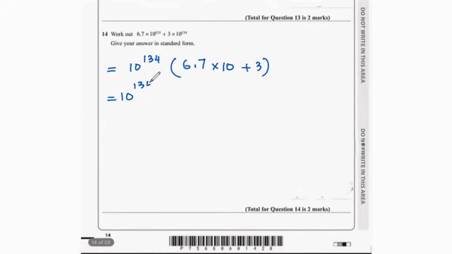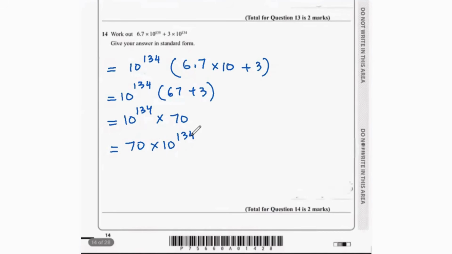So that's going to be 67 plus 3, which is 70. Now we have to convert this into standard form. In standard form, your number before the decimal has to be a non-zero digit. So when we move the decimal over here, it's going to be 7.0 times 10 to the power of 135. Every whole number has a decimal at its end. So if you move that one place over here, that means we add 1 to the power as well. So it becomes 7.0 times 10 to the power of 135. That's your answer in standard form.